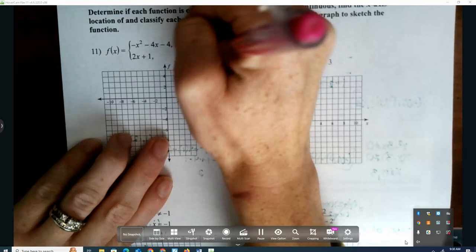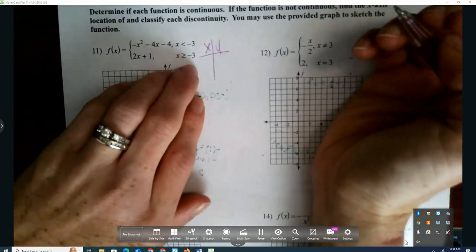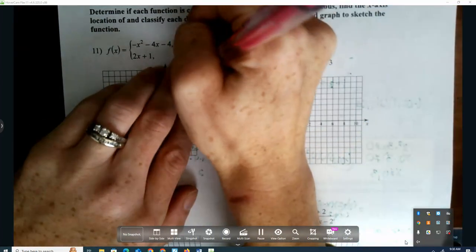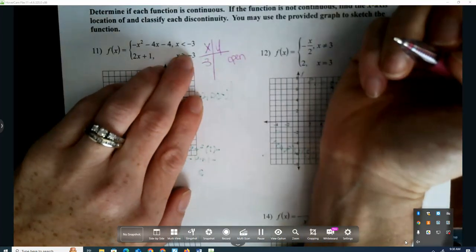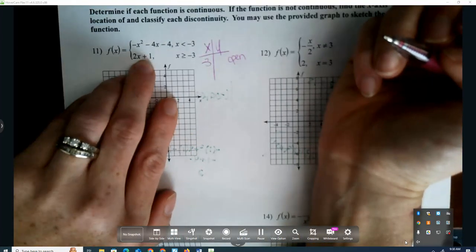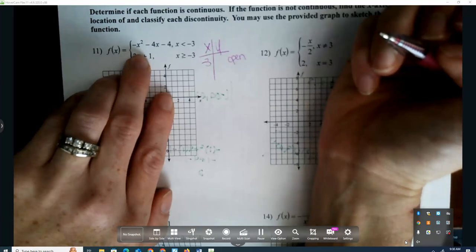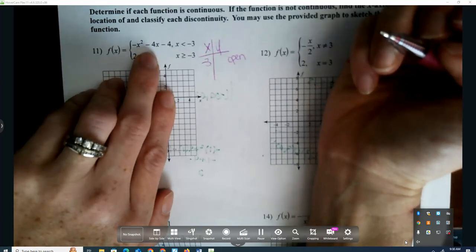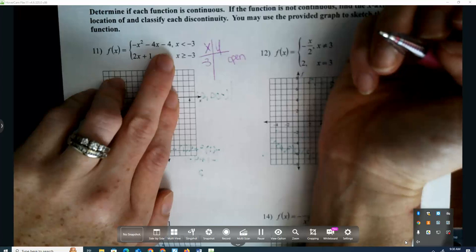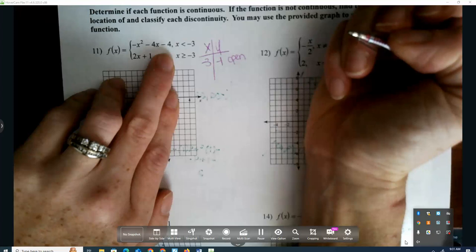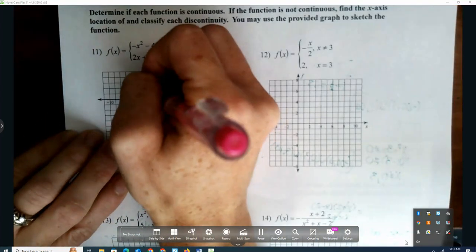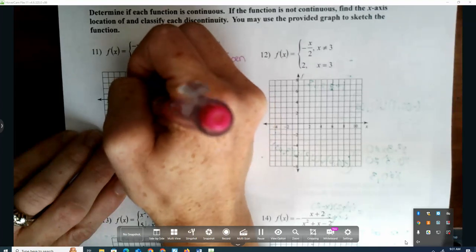You can write out a t-chart if you need to, or at least do it in your head. You have to put -3 into the first piece. But since it was open, or not equal to, it'd be open. If we put in -3, I would get -9 plus 12 minus 4. So -1. So -3, -1 is open.